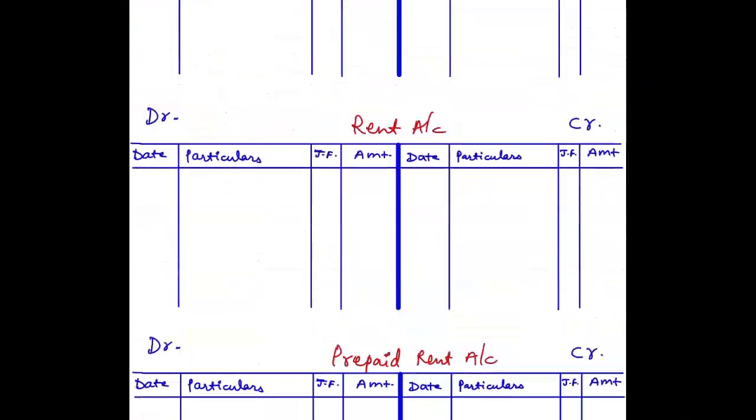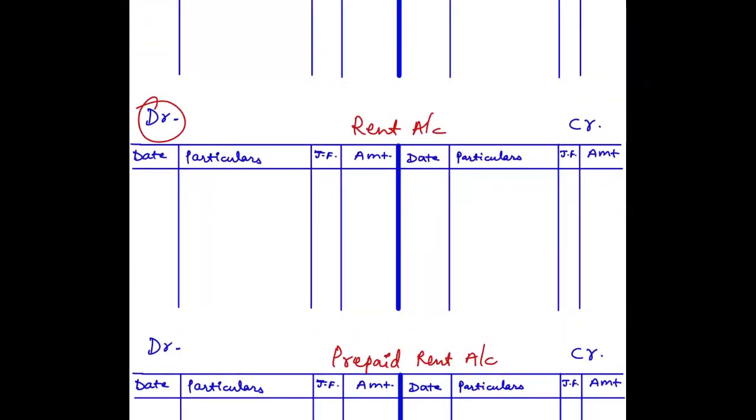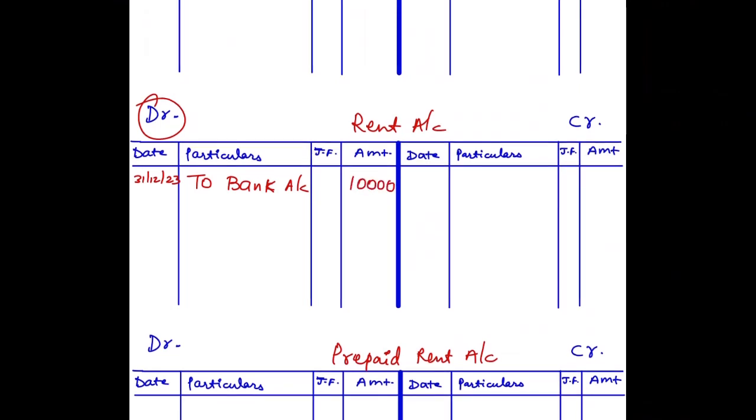So what I will do in the rent account, it will be debited on again 31st of December 23. This will be because of the bank account. So to bank account, what I will write, 20,000 or 10,000? Sir, only 10,000. Why 10,000? Because it is the rent expense account.